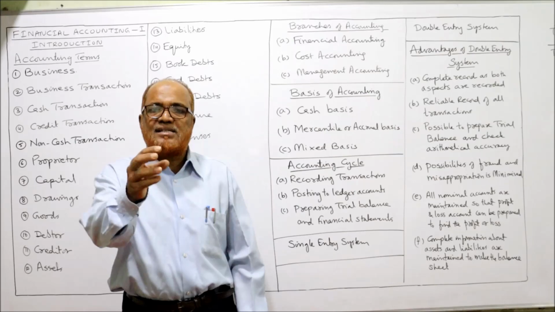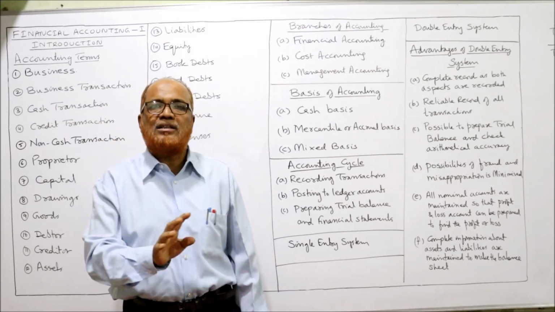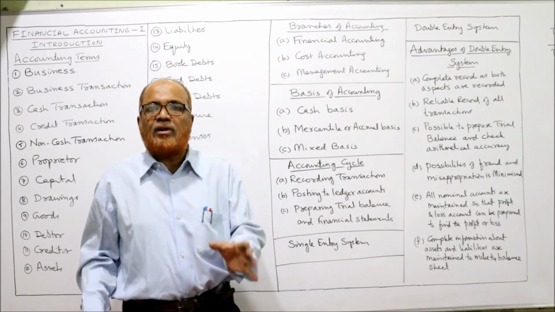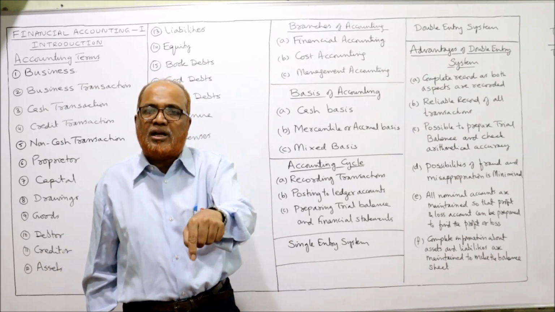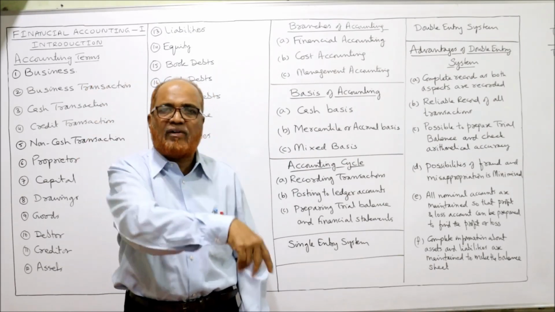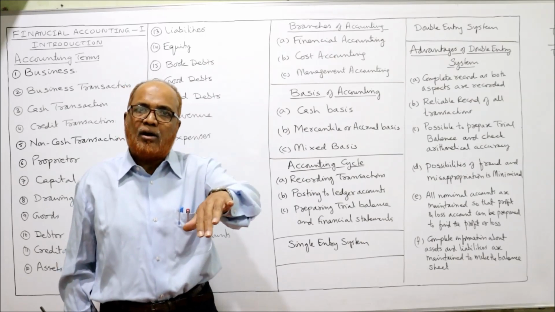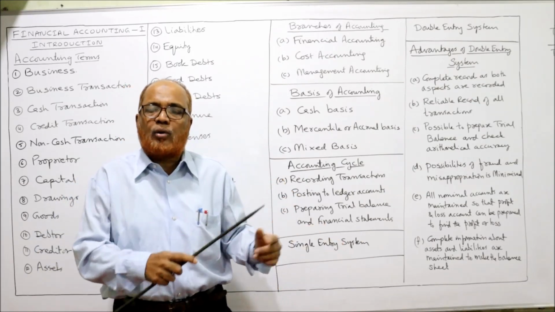Suppose in a particular year salary paid 1 lakh rupees and salary due is 20,000. So total salary for the year is 1,20,000, out of which 1 lakh paid, 20,000 due. So while preparing the financial statements, we will take total 1,20,000, whether paid or not, because it relates to the current year. It is called accrual.